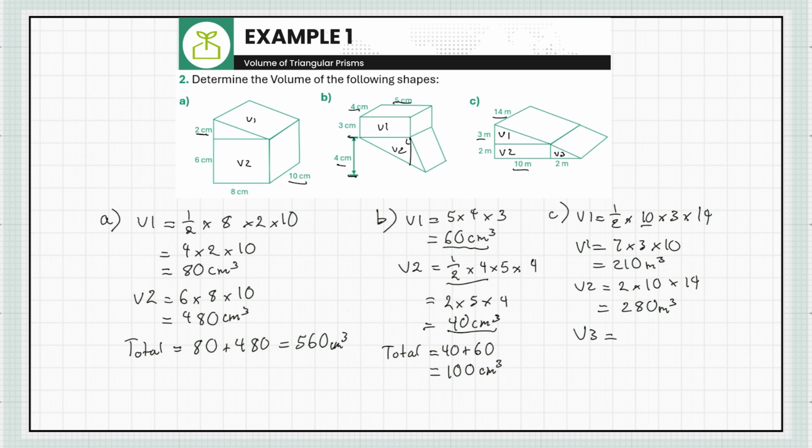And then volume 3 is our small triangle. And our small triangle is going to be 1/2 multiplied by 2 multiplied by 2 multiplied by 14. So if we multiply the half and the 2 together, we'll just get 1. So this simplifies to 2 times 14, which is just equal to 28 meters cubed. That means that our total volume is going to be equal to 210 plus 280 plus 28, and that just equals 518 meters cubed.